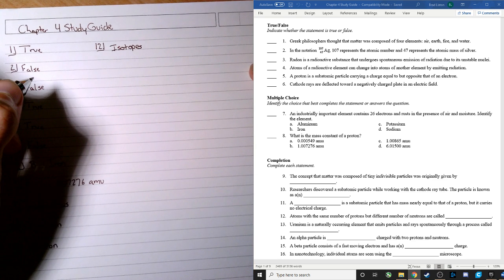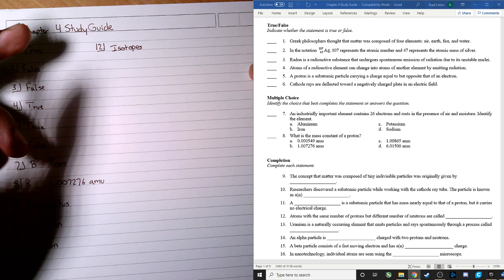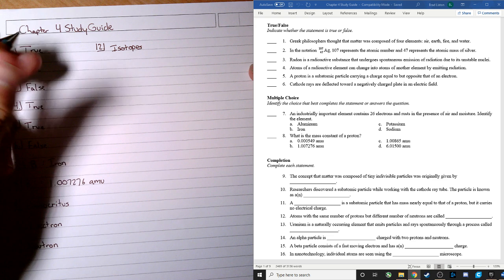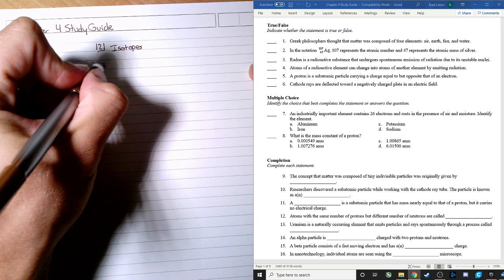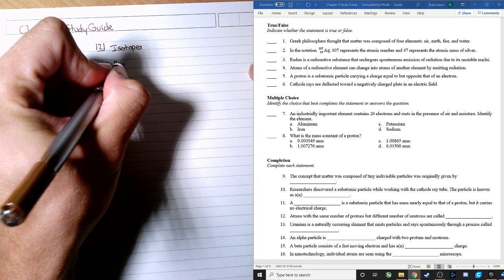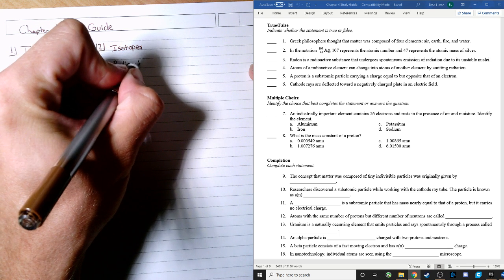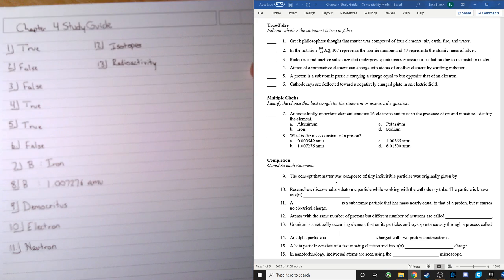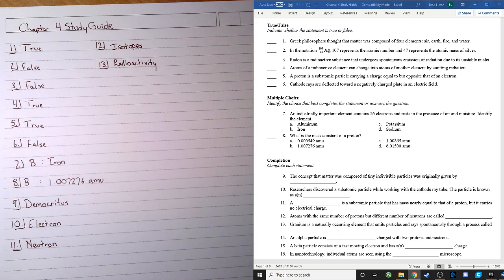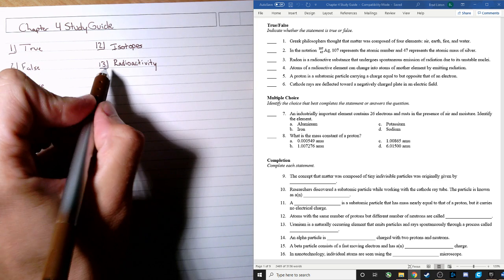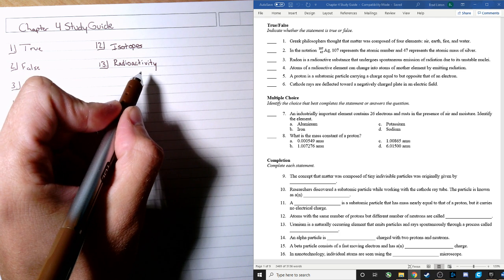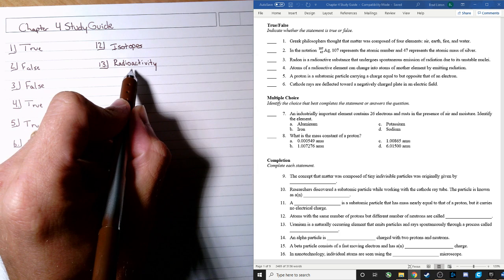13. Uranium is a naturally occurring element that emits particles and rays spontaneously through a process called what? That is radioactivity. Let's make sure I spell that right. All right. Radiation. I had a question about that today in class. Radiation is not the correct answer here. Radiation is what's given off. The process of emitting radiation is radioactivity.